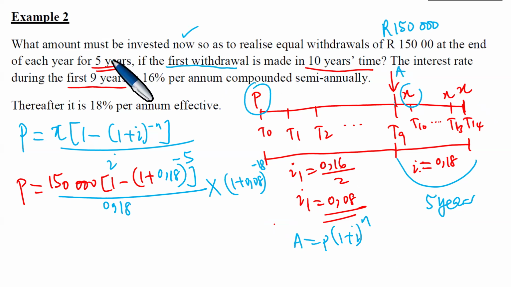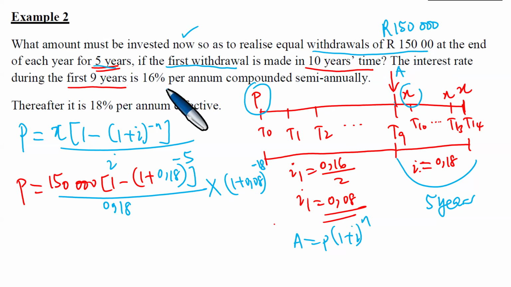Well, the thing is, here it is. What amount must be invested now so as to realize equal withdrawals of 150,000? So these 150,000 are withdrawals at the end of each year for 5 years. So for 5 years, how many withdrawals are there? 5 of them, because at the end of each year, 150,000 is withdrawn.